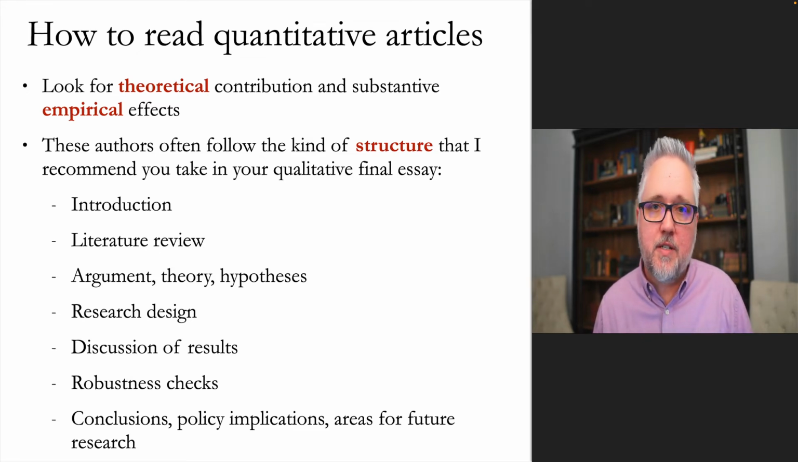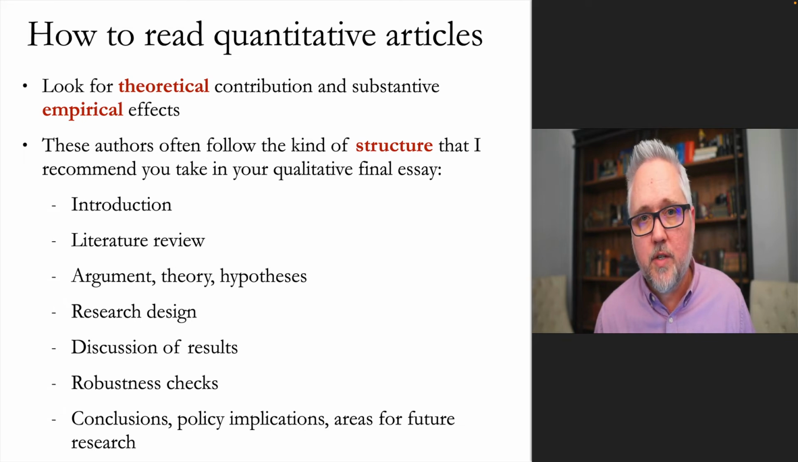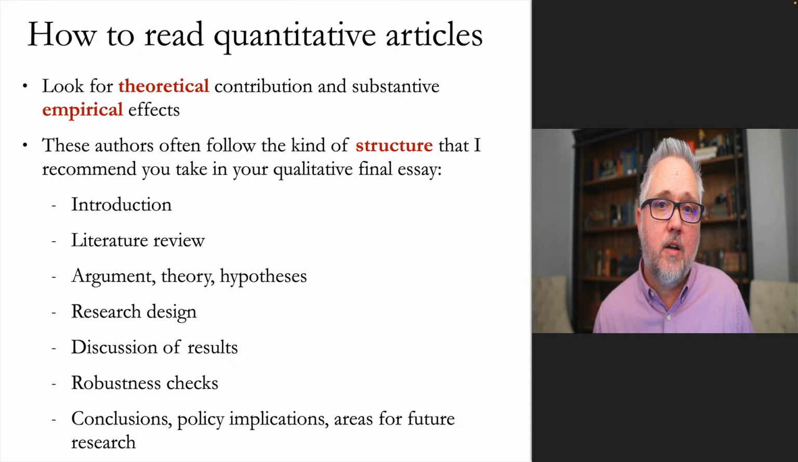The observable hypothesis is if I do something, something else is likely to happen. Research design, discussion results, robustness checks, conclusions, policy implications, and areas for future research. It is less important that you try to get into the nitty-gritty of how people operationalize their empirical models, but just in the sense of how people come up with proxies for their theories, right?